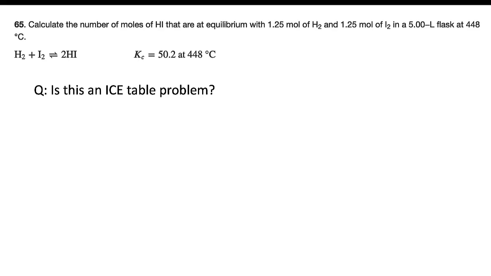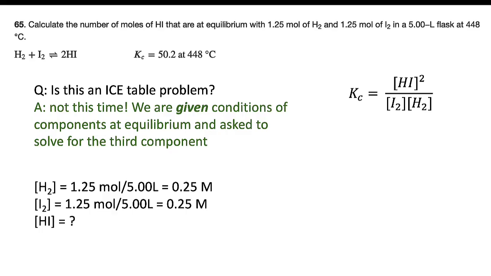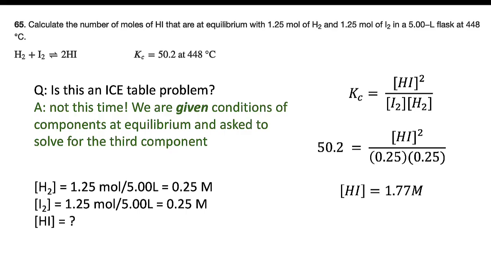All right, is this an ice table problem? This time it's actually no, right? And the key phrase here is that we are at equilibrium. There's no change to get to equilibrium, and therefore no relevancy for an ice table. Here, it's saying calculate the moles that are at equilibrium. Here's Kc equals all these, and these should say equilibrium concentrations. And we pretty much have K, and we have two of the equilibrium concentrations. We just need the third. We're simply solving for HI, and we get the following.